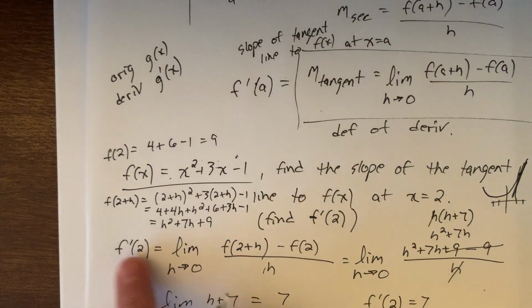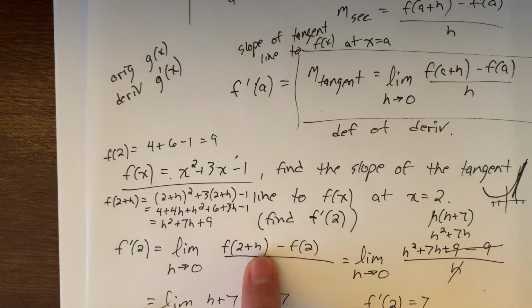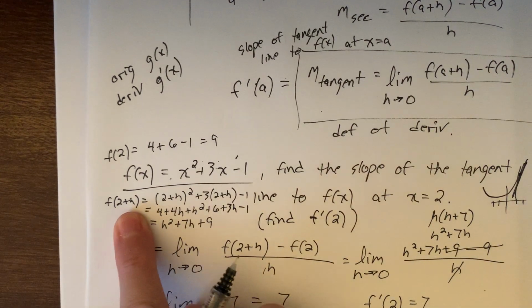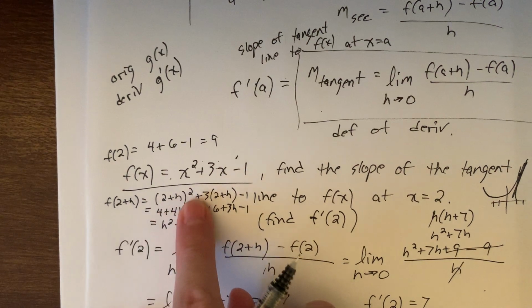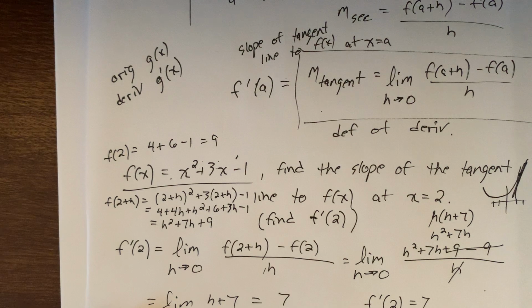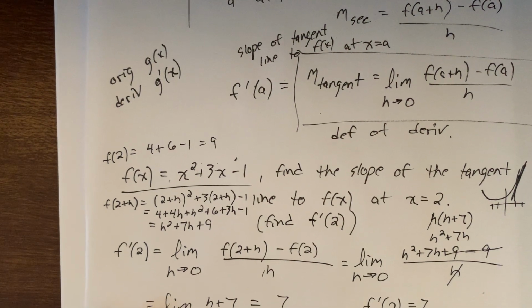You'd have f prime of 3 would be f of 3 plus h minus f of 3 all over h. You'd have to do f of 3 plus h: 3 plus h squared plus 3, quantity 3 plus h minus 1. You'd be repeating a lot of the same work. It would be similar, but you would have to do it all from scratch.